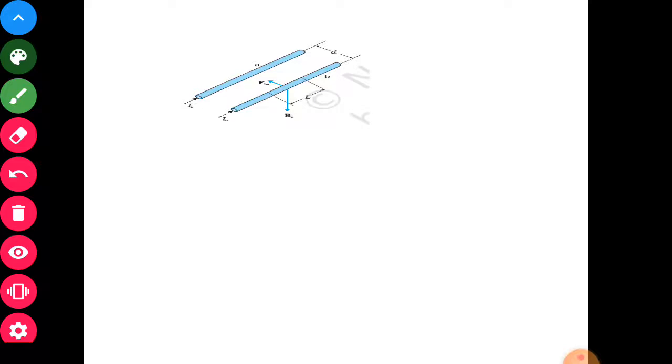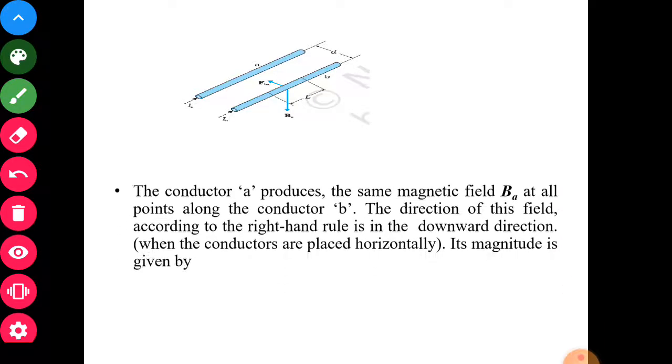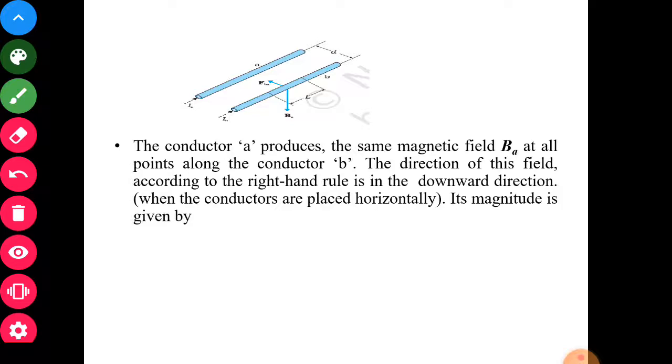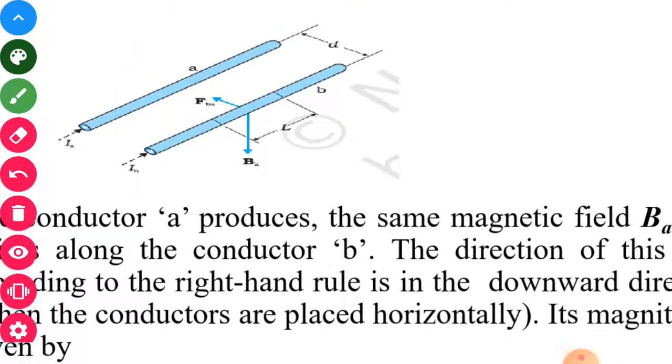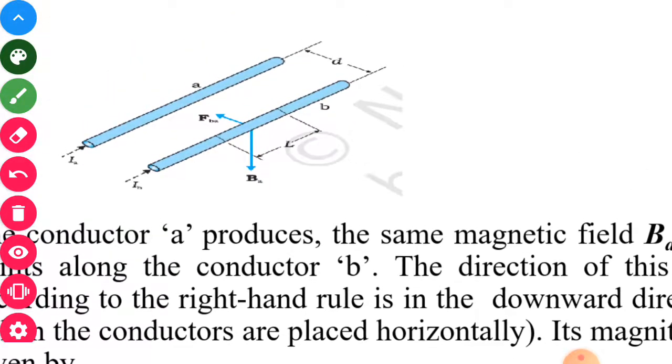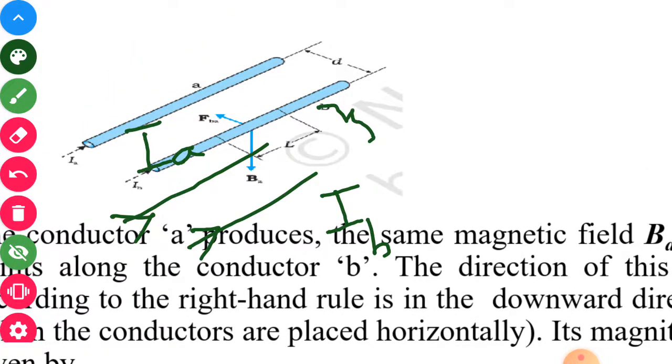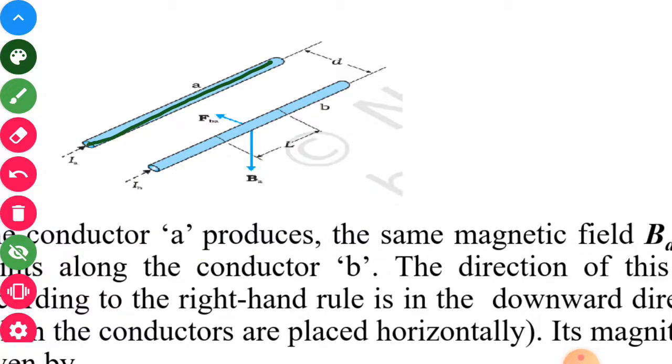Now again this figure is there on the next slide. The conductor A produces the same magnetic field, that is BA, at all points along the conductor B. Now you can see they are very long current carrying conductors, and the magnetic field which is produced by A is the same at each and every point on the B conductor.